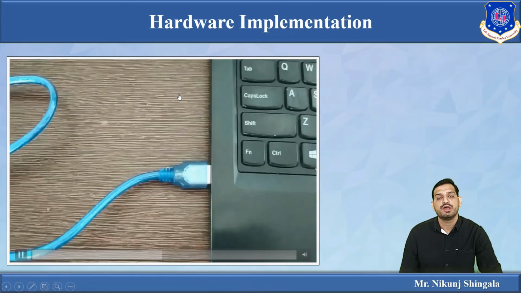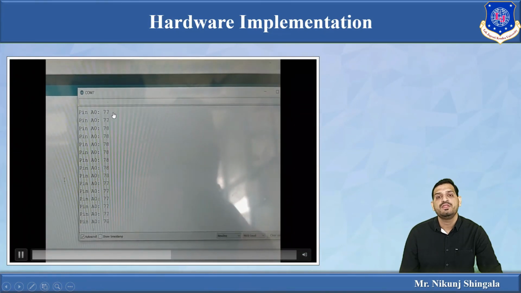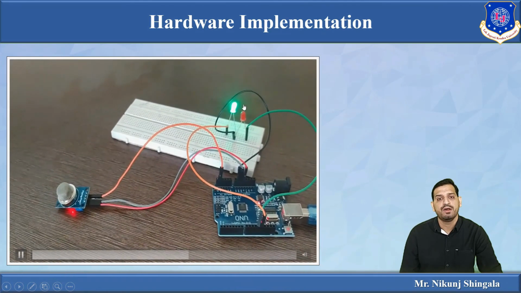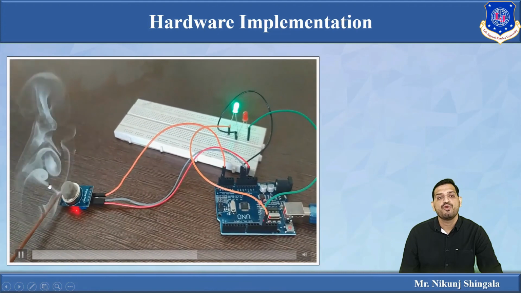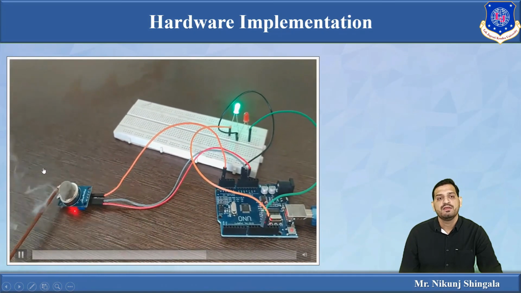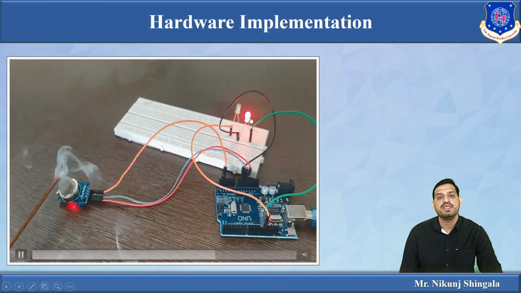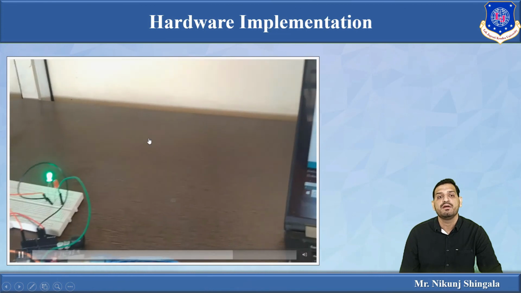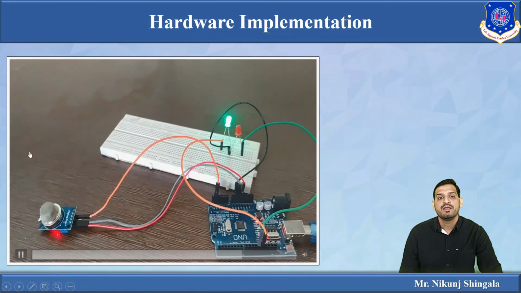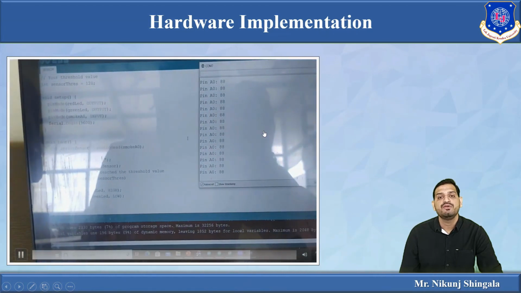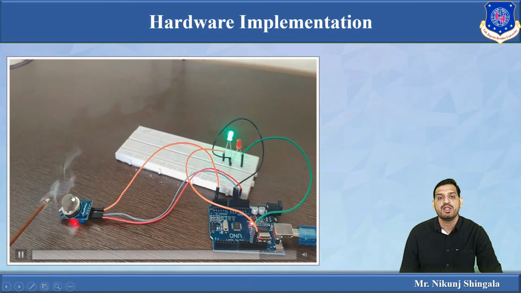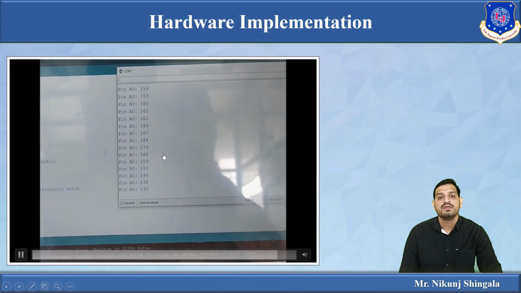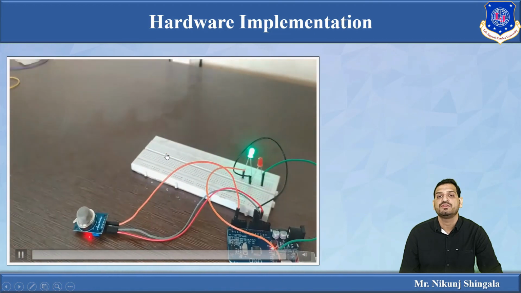Now let us see the value on the monitor. You can see the pin A0 value which I have already displayed is 77, which is less than 120, so the green LED is turned on. Now what I will do is provide smoke in the nearby region, so that value will increase. Now you can see the red LED is turned on and the value is greater than 120. Again, if the smoke is removed, the green LED will turn on and the value becomes low, less than 120. Again smoke is provided externally, so the red LED is turned on and you can see the value is 150, 130, which is more than 120.